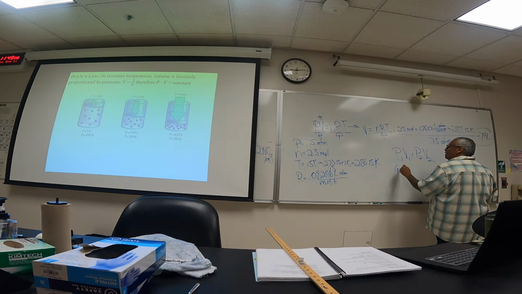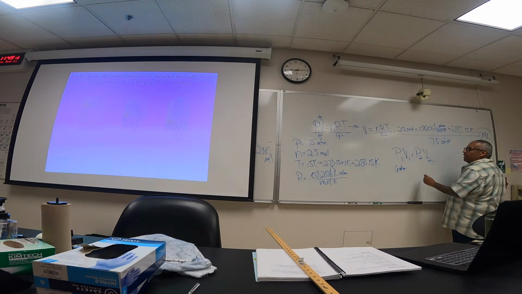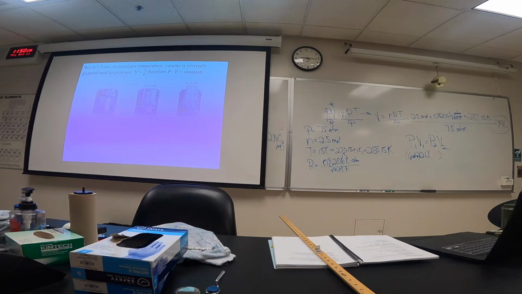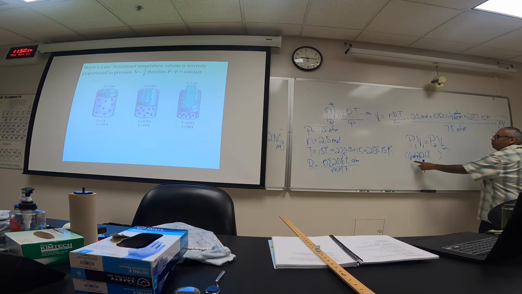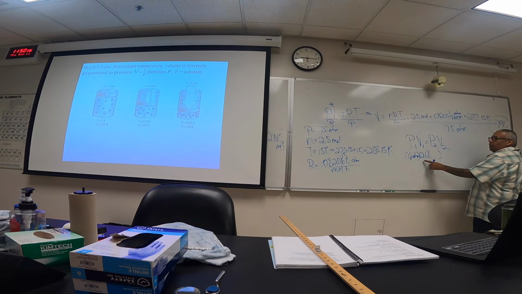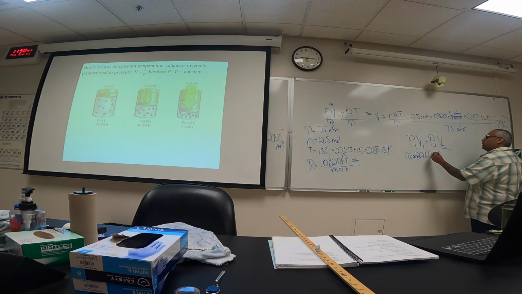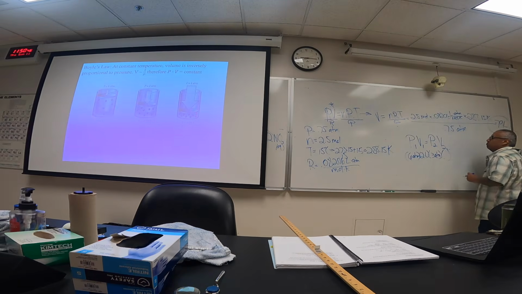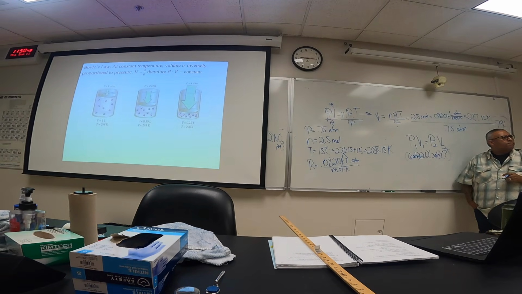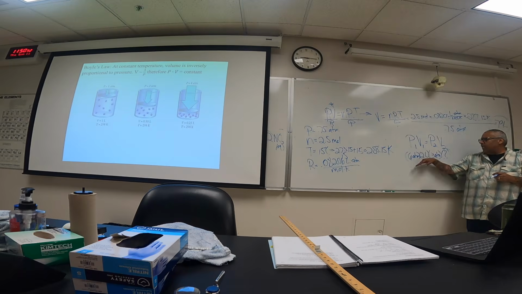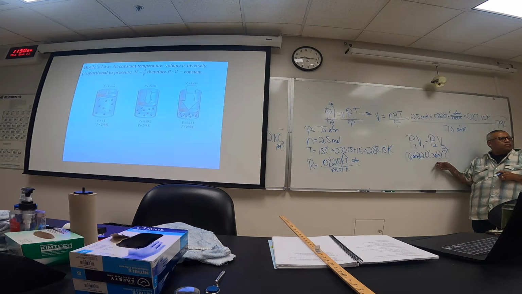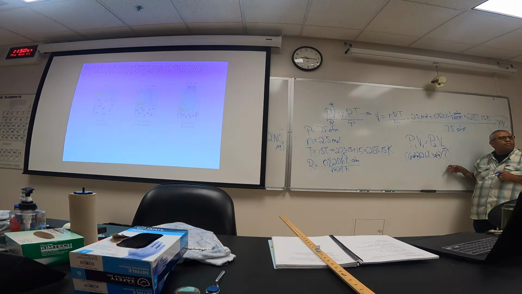is 6 atmospheres and my initial volume, all right, if our initial pressure is 6 atmospheres and our initial volume is 2 liters, and let's say our final pressure is 3 atmospheres. Well, what's the final volume? If I take this and I decrease the pressure to 3 atmospheres, what's the volume of that gas now?